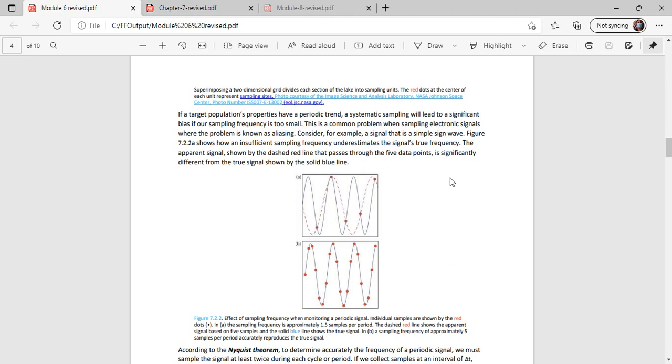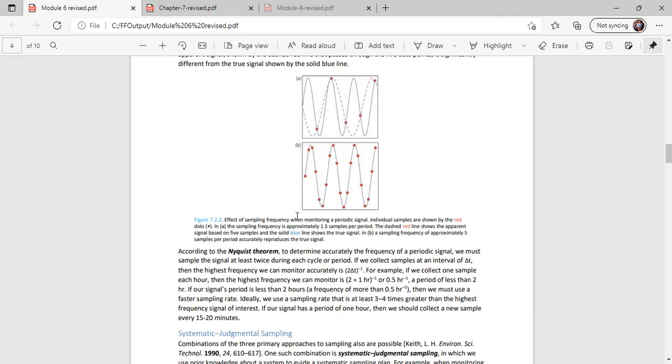It shows an insufficient sampling frequency, underestimating the signal's true frequency. The apparent signal, shown as the dashed red line, passes through the 5 data points and is significantly different from the true signal, shown as the blue line. For letter A, the sampling frequency is 1.5 samples per period, that is the dashed red line. The apparent signal based on the 5 samples is the solid blue line.